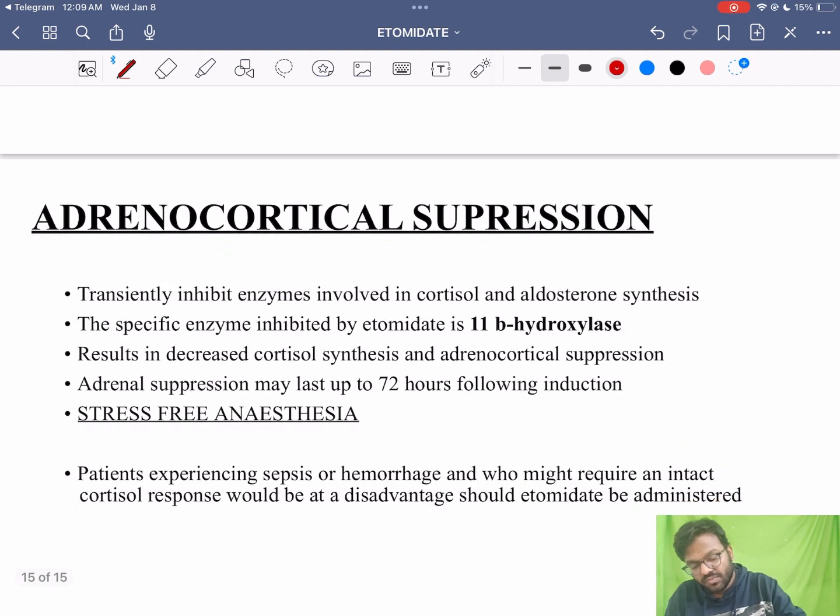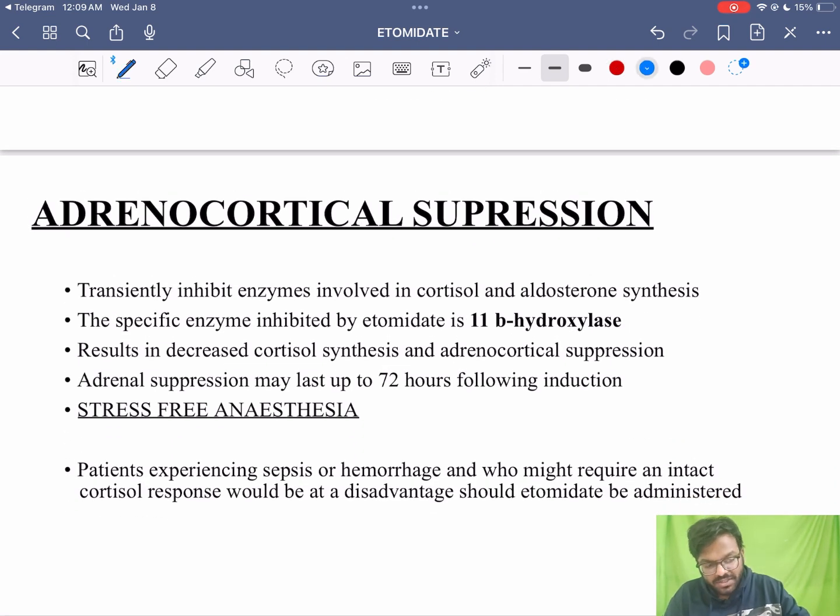And this next point, adrenocortical suppression, is very specific to etomidate. What happens with etomidate is that it transiently inhibits the enzymes which are involved in cortisol and aldosterone synthesis.